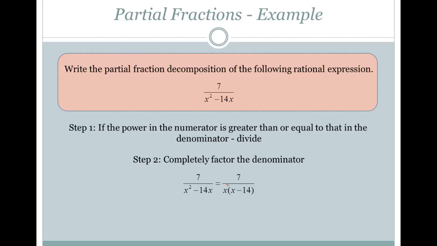Now, when we talk about the decomposition, we're talking about breaking this term up into the sum of at least two terms, or possibly more, depending upon the number of factors that I have. So this third step is to decompose the rational expression. What I want to do is rewrite this side as A over x plus B over x minus 14. You will actually use this in calculus, when we start talking about integration, so you need to know how to do this.